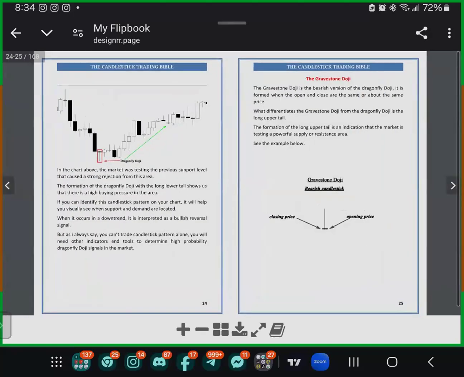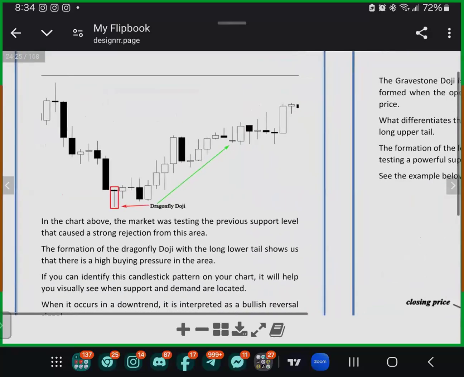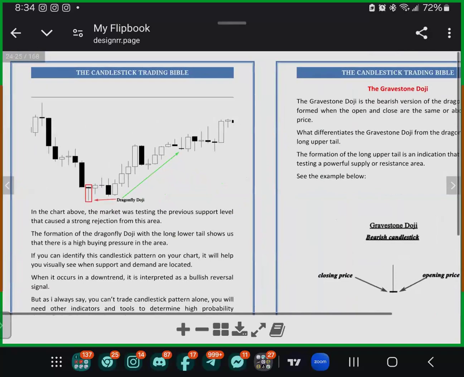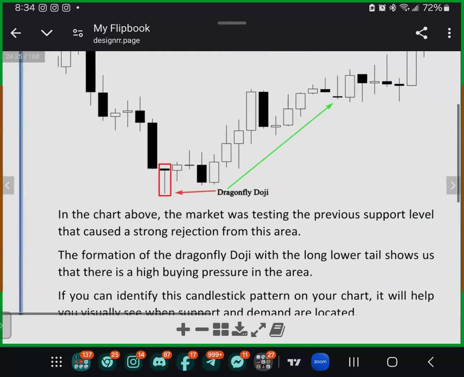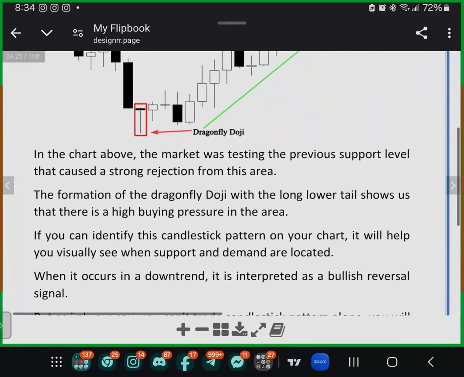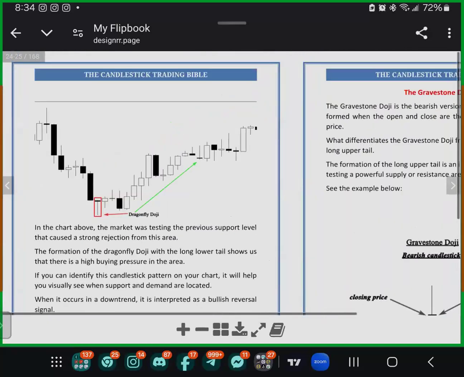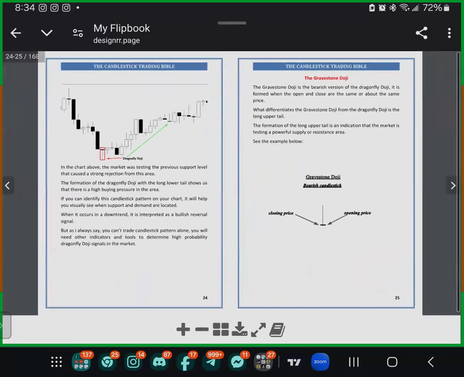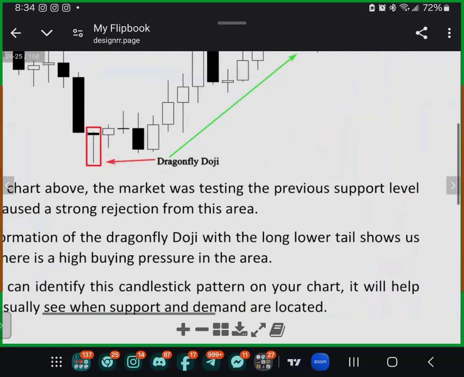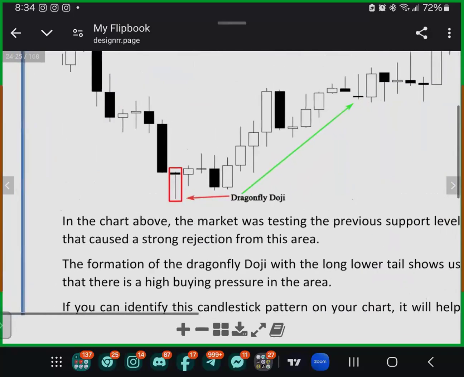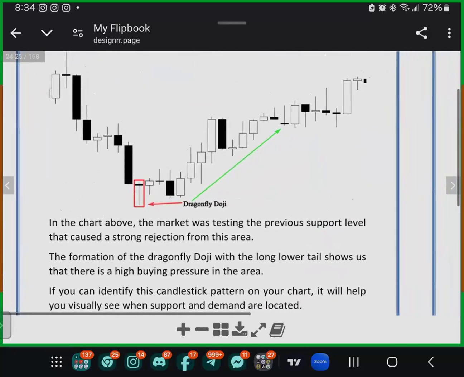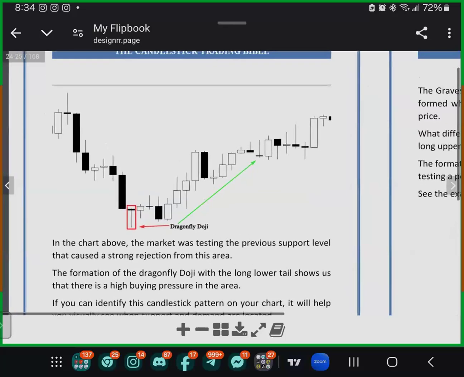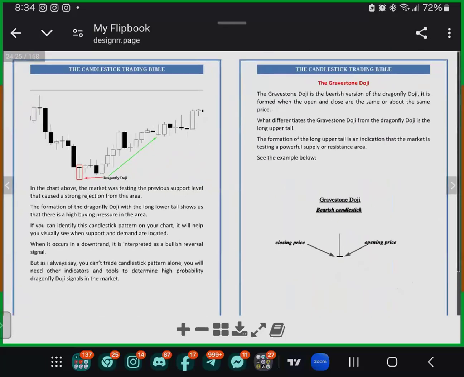Now let's take a look at, all right. So a dragon doji is supposed to be bullish. So this is interpreted as a bullish doji. All right, here we go. So let's go ahead and find a dragon doji, from a downtrend to reverse to go to the uptrend.